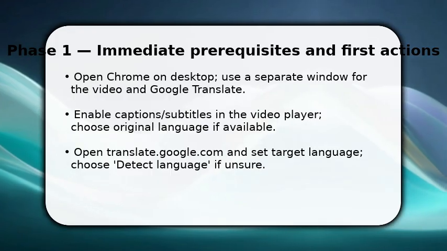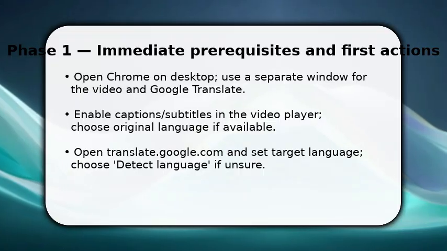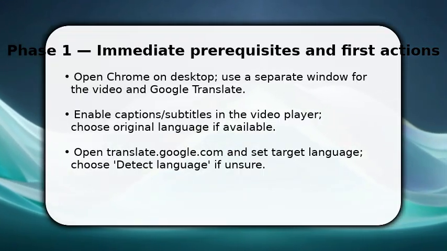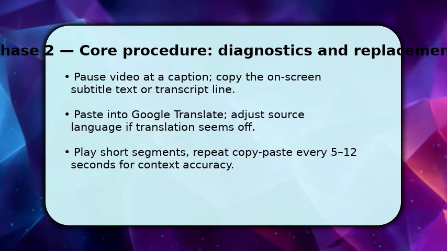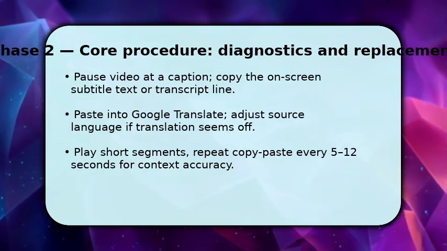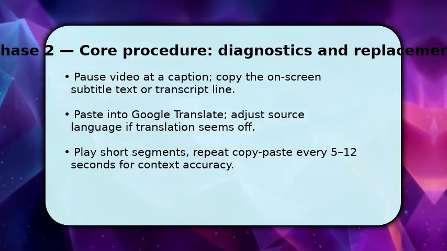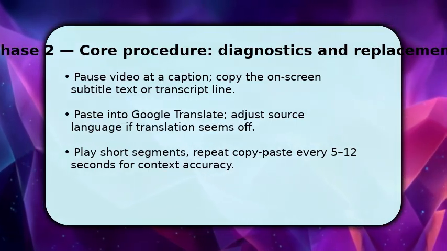Now, pause the video on the first spoken line you want translated. This first actionable step captures a stable caption for copying, and we move quickly into the copy phase. You will now capture small chunks of spoken text and feed them to translate for best accuracy. Pause after a short phrase or sentence, then copy the subtitle or transcript line and paste it into Google Translate.